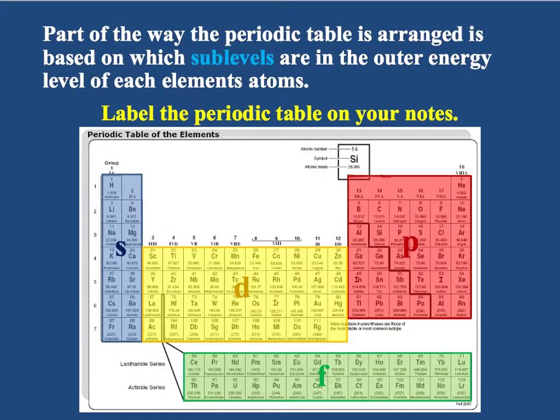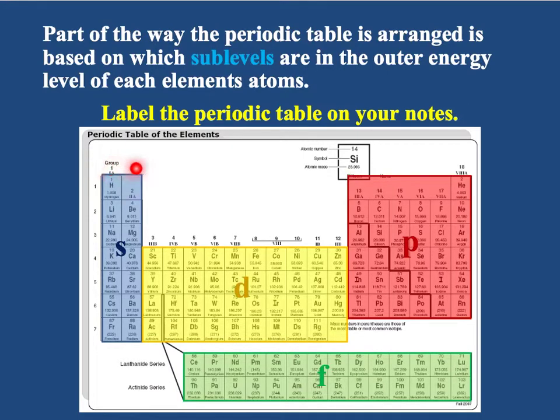Part of the way that our periodic table is arranged is based on these sublevels, S, P, D, and F. So the different sections of the periodic table tell you what kind of sublevels those elements have. If you look on your notes, you have a tiny little periodic table off to the right-hand side. I'd like you to label these sections on your periodic table. You can just draw boxes and then write the letter in the middle.